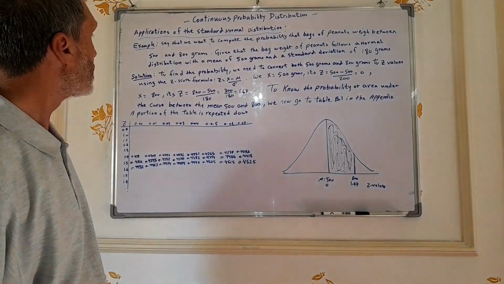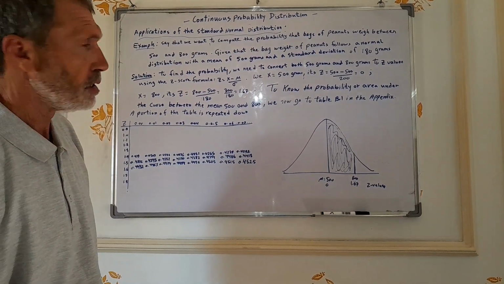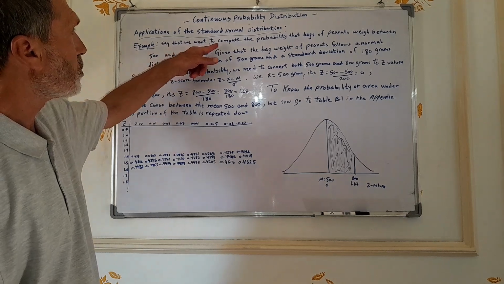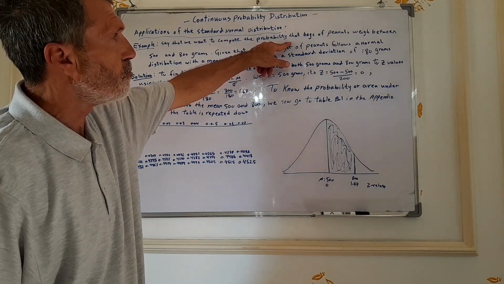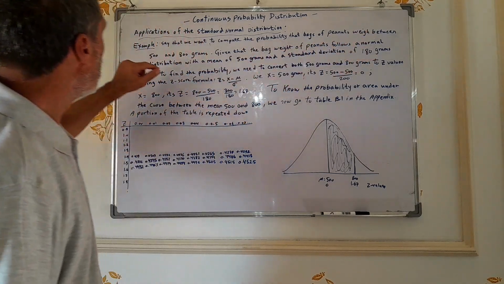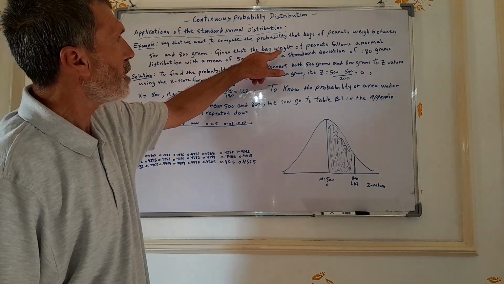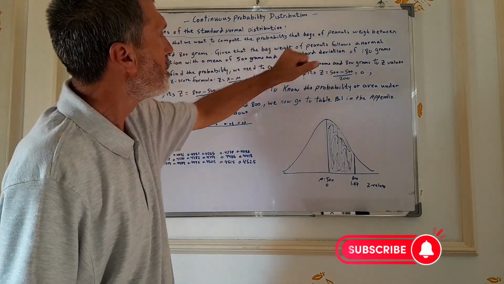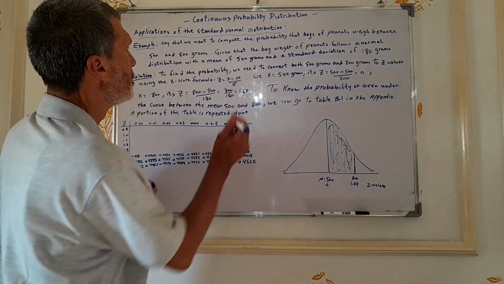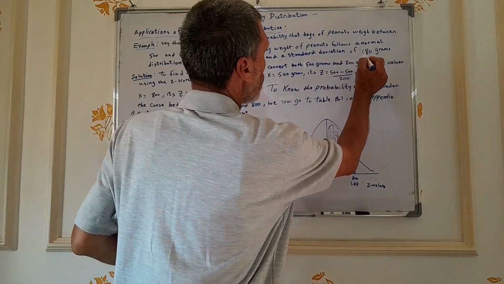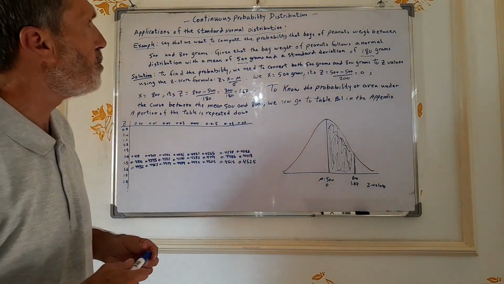Okay, now we have an application of the standard normal distribution. Say we want to compute the probability that bags of peanuts weigh between 500 and 800 grams, given that the bag weight of peanuts follows a normal distribution with a mean of 500 and a standard deviation of 180 grams. So now we want to find the probability.